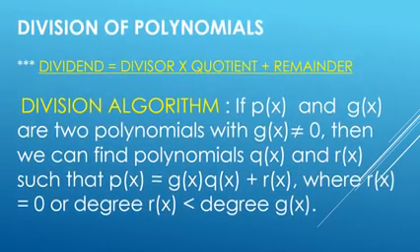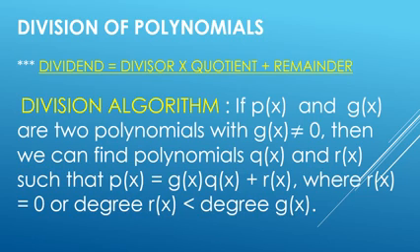Next, let us discuss division of polynomials. Here, the relation among dividend, divisor, quotient, and remainder remains the same. Dividend is equal to divisor into quotient plus remainder. In this topic, we will discuss the division algorithm.